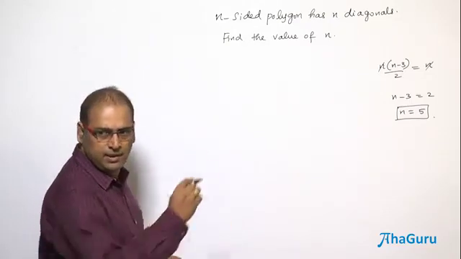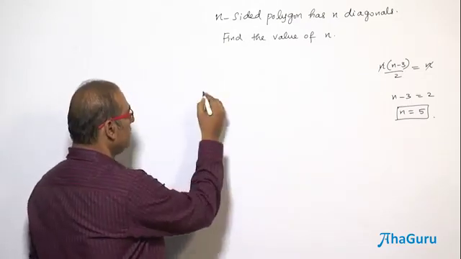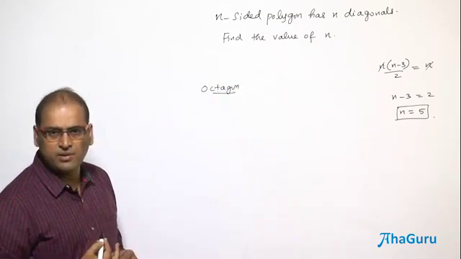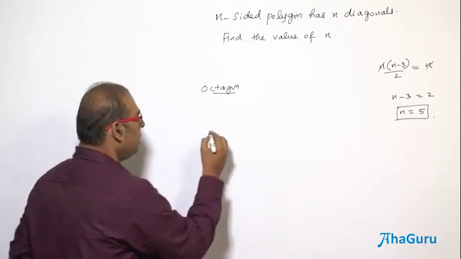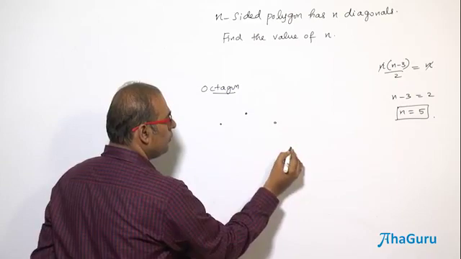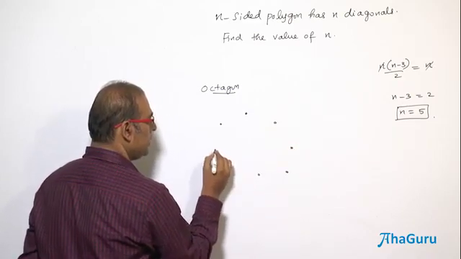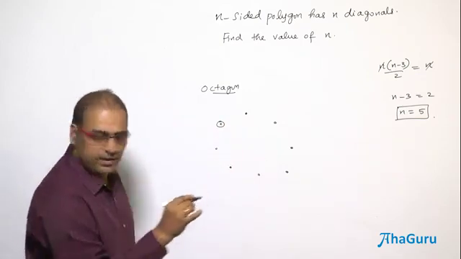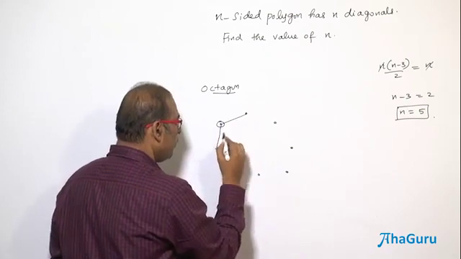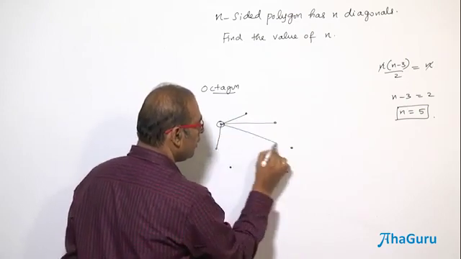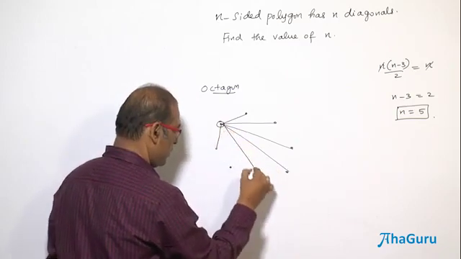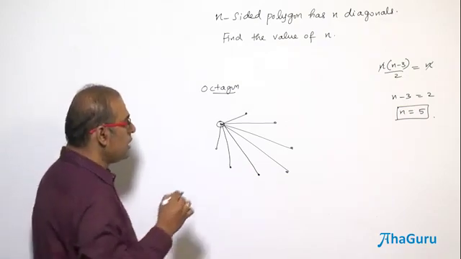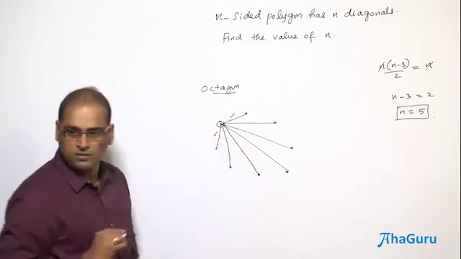Let me take an example actually. Let me take something like an octagon. Just for understanding purpose I am doing this. Octagon has how many vertices? 8, right? So you have 4, 5, 6, 7, 8. So let me take some vertex and I am going to connect with everything. These two are what? Sides.